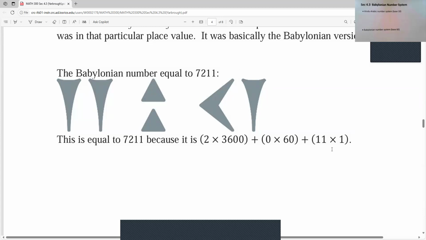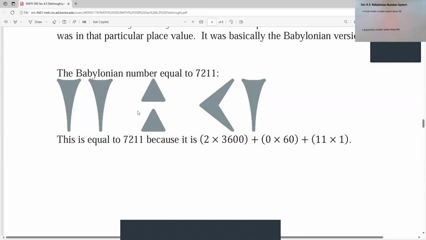This means I have 11 sets of 1. That's what you see right there. See the space right here? Now we're moving on to another place value. This is the 60s place, right? 60 to the first power is 60. But this is the symbol for zero. So this means we have 0 sets of 60. That's what that says right there.